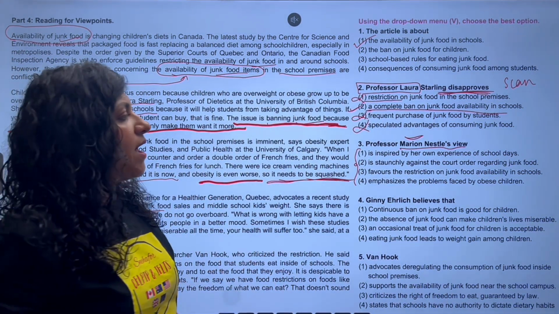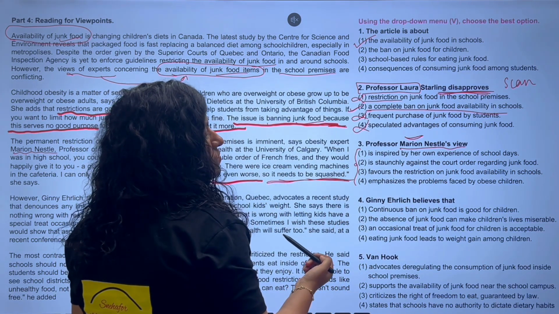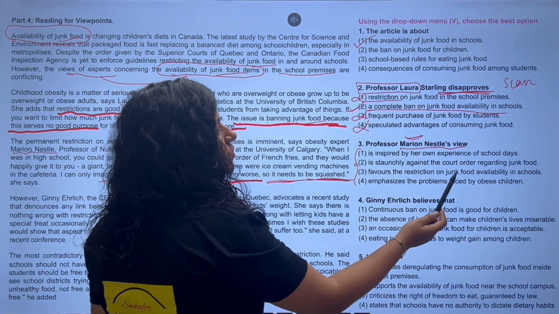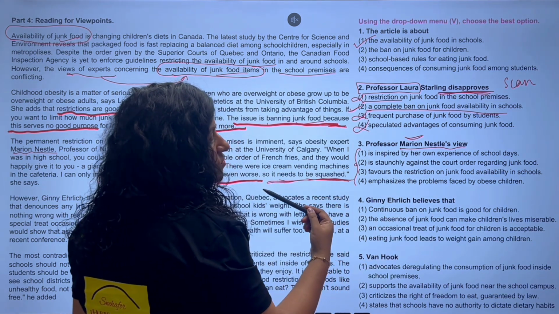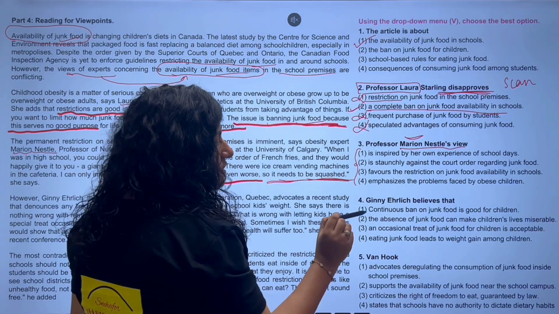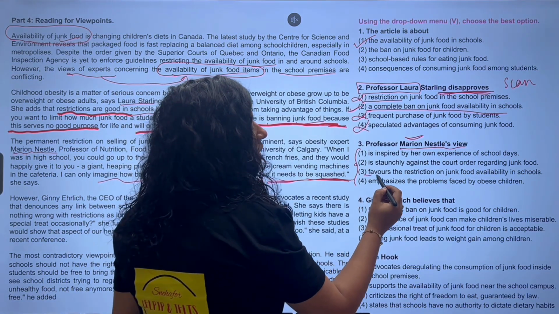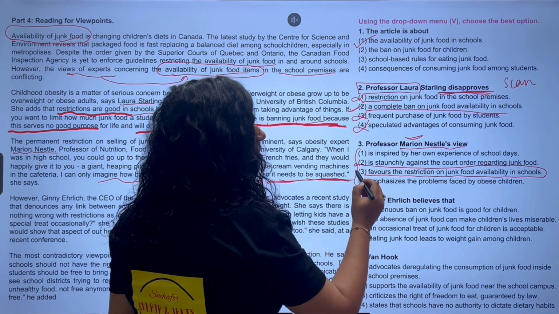So Professor Marion Nestle's view, inspired by her own experience of school days, is staunchly against the court order regarding junk food, favors a restriction on junk food availability in schools, or emphasizes a problem faced by obese children. Clearly, she favors the restriction on junk food availability in schools, so that would be my answer.